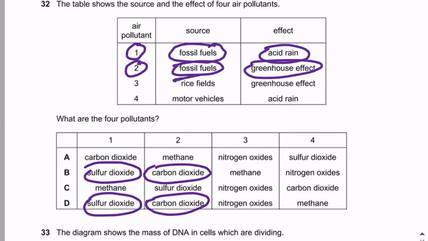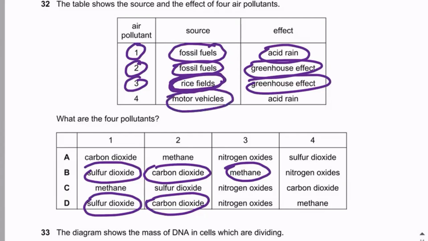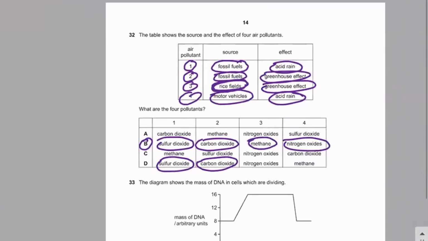By the burning of fossil fuels, we get carbon dioxide and sulfur dioxide. Rice fields. Whenever the bacteria decay the dead rice plants, a gas called methane is produced, which is also a greenhouse gas. So pollutant 3 is methane. Methane is formed by the bacterial decay of vegetable matter, for example, in the rice fields. And motor vehicles, as we all know, in the car engines, nitrogen and oxygen gases both react to form nitrogen oxides that can cause acid rain. So the answer is B.